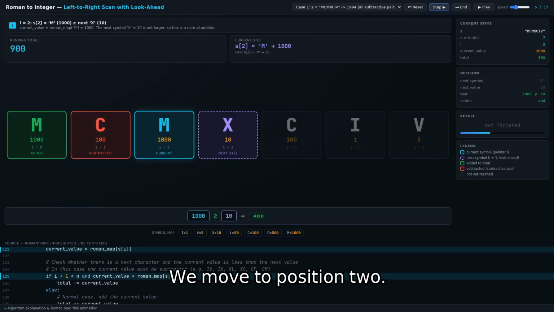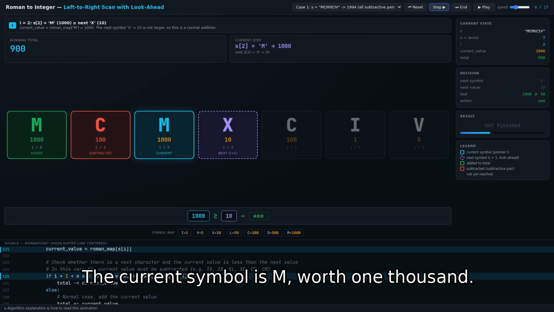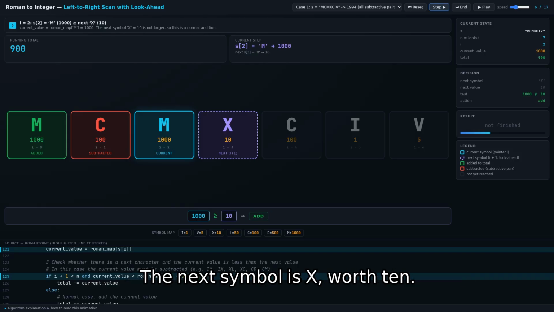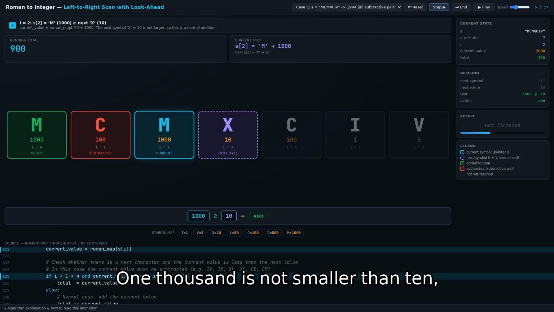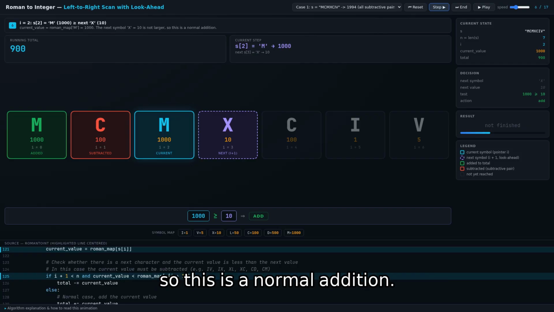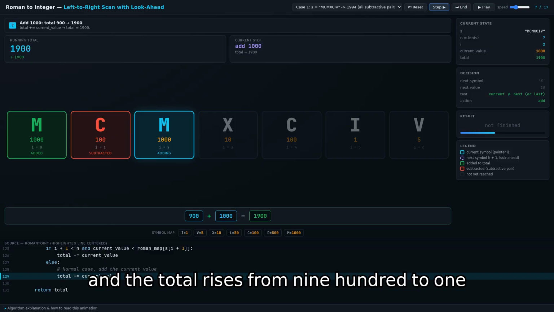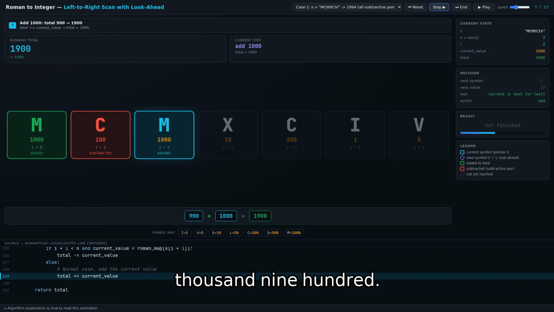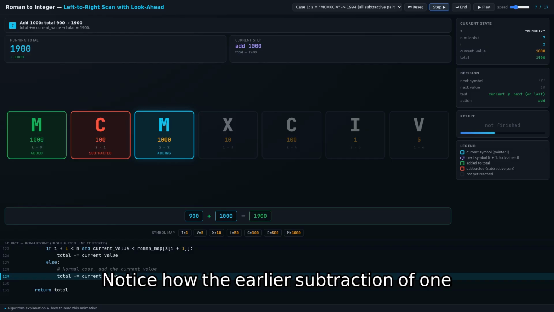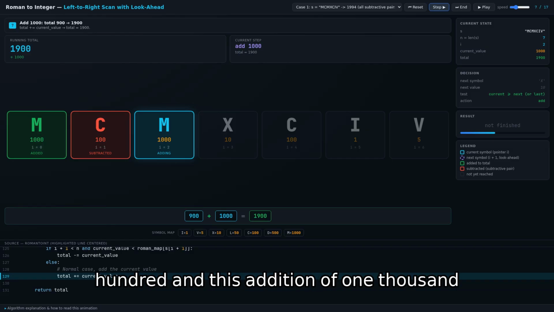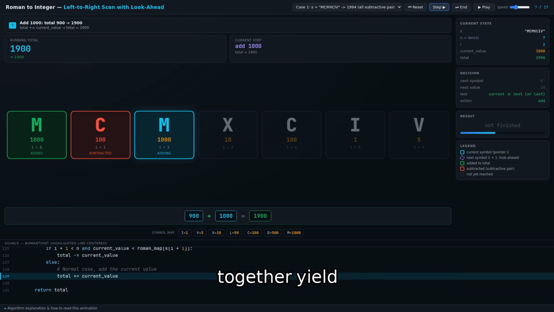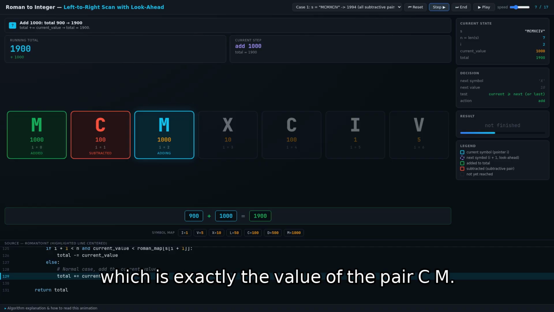We move to position 2. The current symbol is M, worth 1000. The next symbol is X, worth 10. 1000 is not smaller than 10, so this is a normal addition. We add 1000, and the total rises from 900 to 1,900. Notice how the earlier subtraction of 100 and this addition of 1,000 together yield a net 900, which is exactly the value of the pair CM.